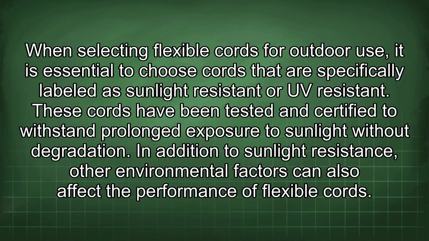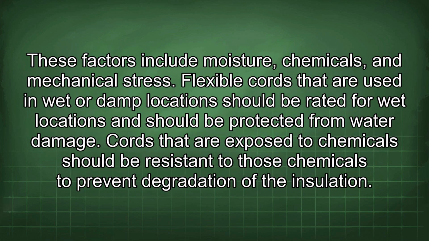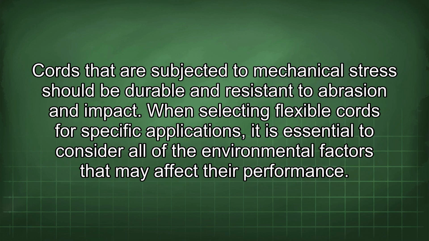In addition to sunlight resistance, other environmental factors can also affect the performance of flexible cords. These factors include moisture, chemicals, and mechanical stress. Flexible cords that are used in wet or damp locations should be rated for wet locations and should be protected from water damage. Cords that are exposed to chemicals should be resistant to those chemicals to prevent degradation of the insulation. Cords that are subjected to mechanical stress should be durable and resistant to abrasion and impact.